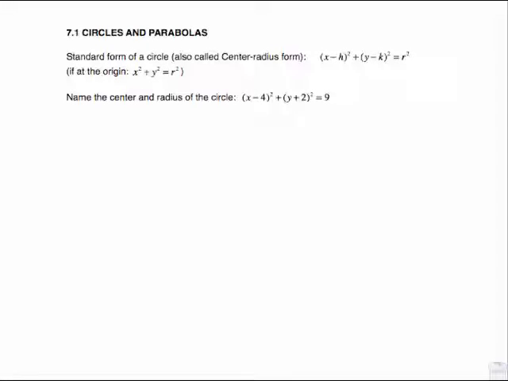This is Pre-Calc section 7.1 on circles and parabolas. This video will just cover circles, and most of this is review of college algebra.